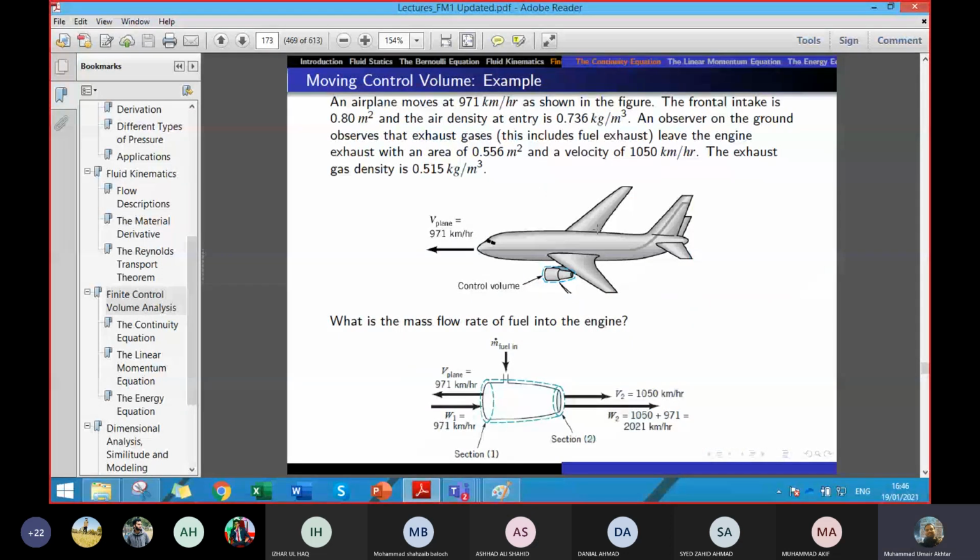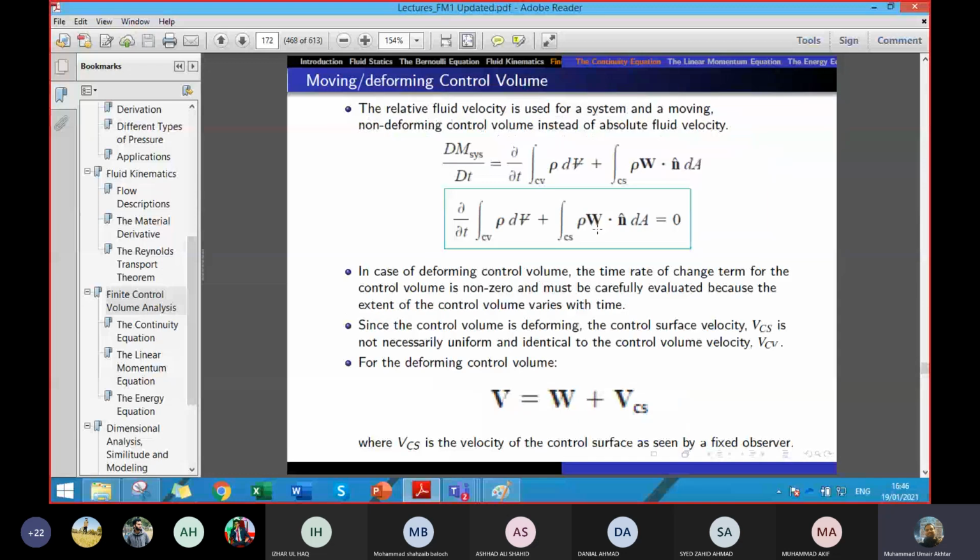This is a problem related to a moving control volume. We'll solve this in the next class. So any question from today's lecture? No, sir. Okay, if it is clear, then we end.